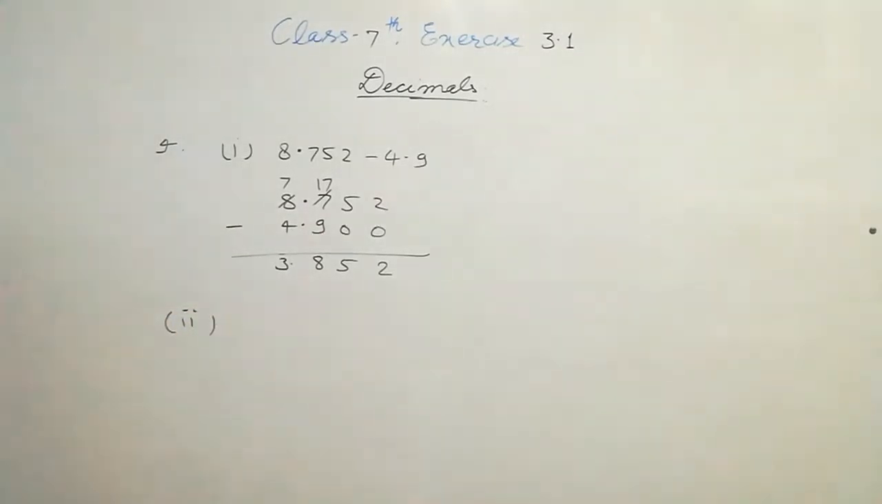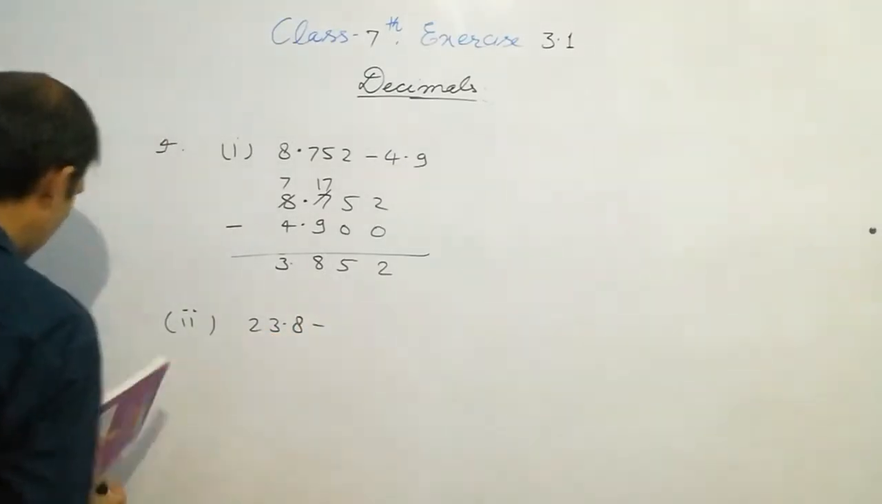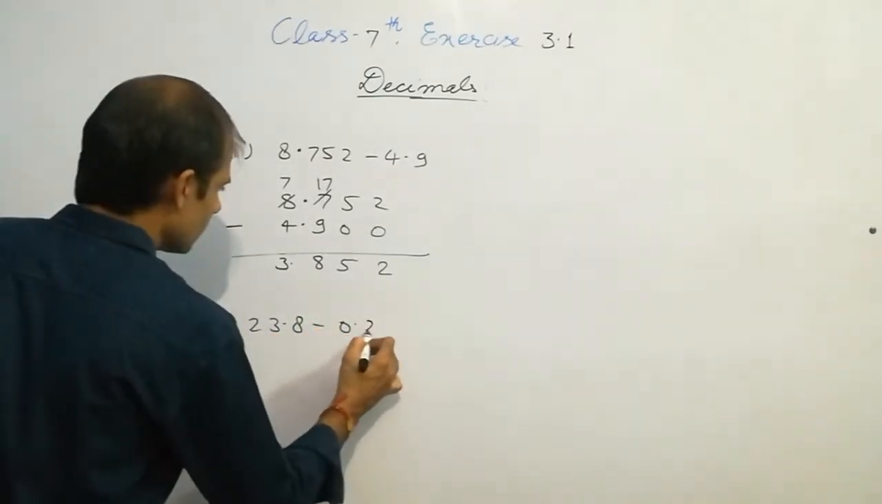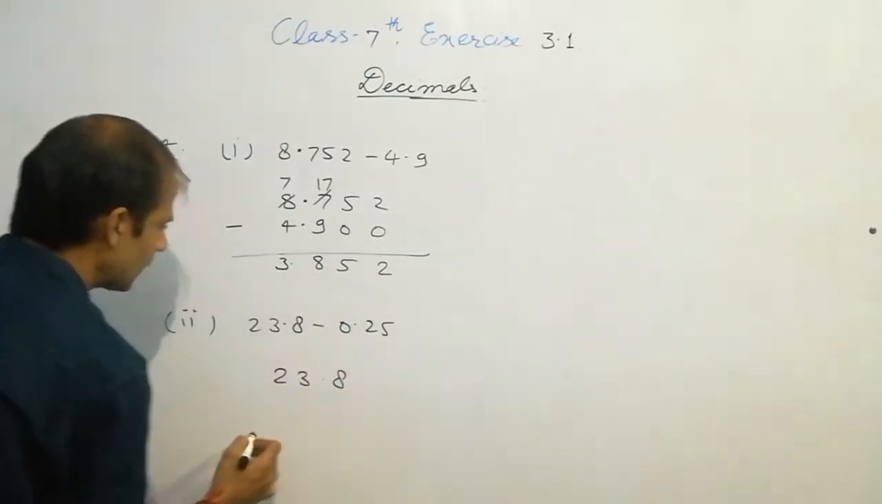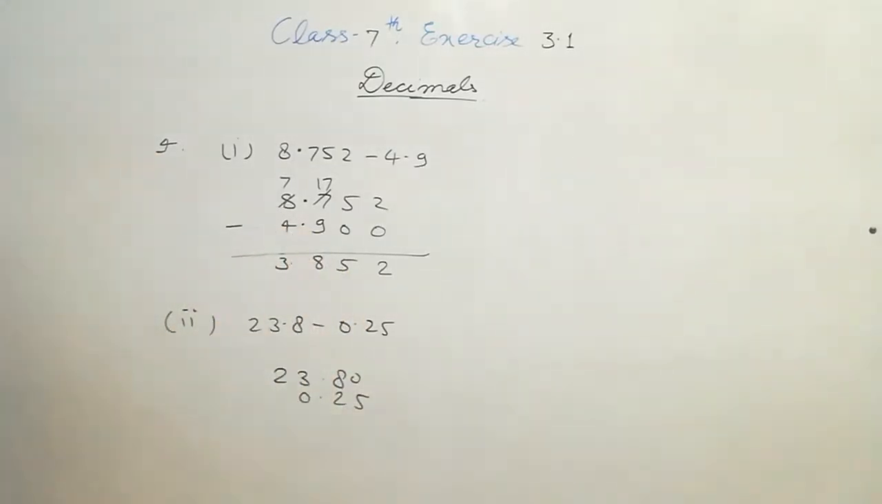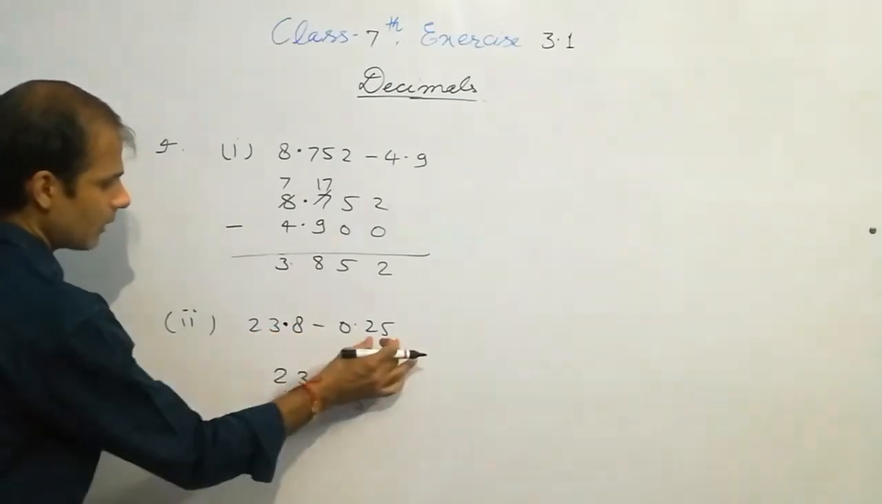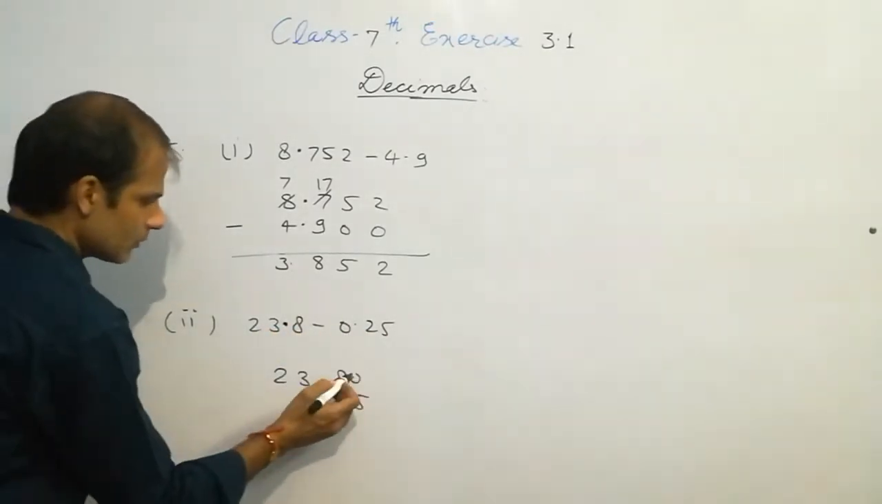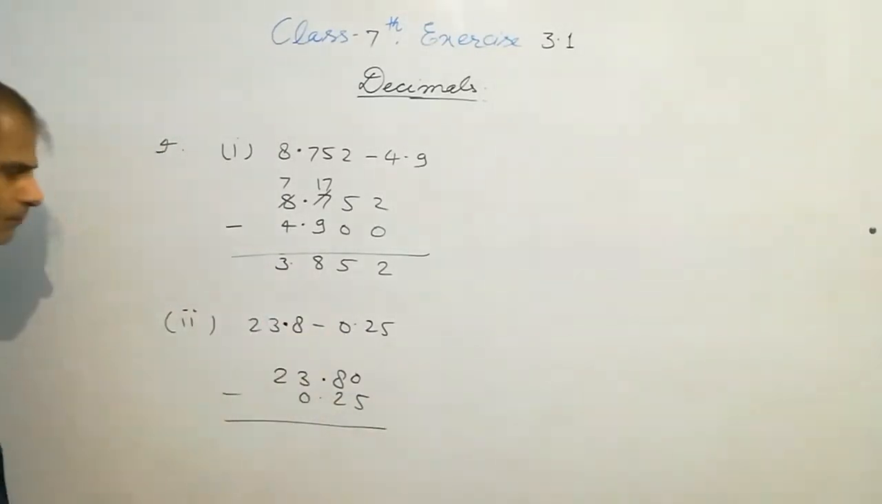It is 23.8 minus 0.25. So write 23.8 and 0.25. Convert both the decimals into like decimals. There is only 1 digit after decimal and there are 2 digits. So write 0.80. Now you can subtract it easily.